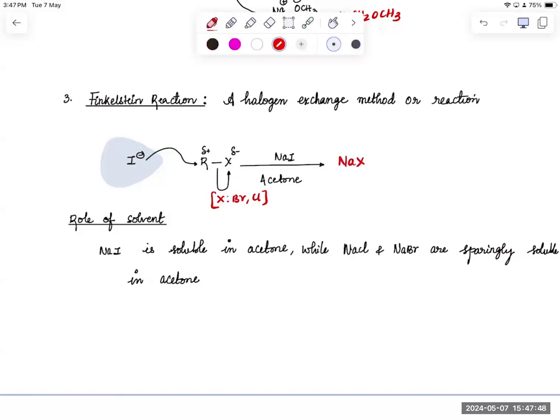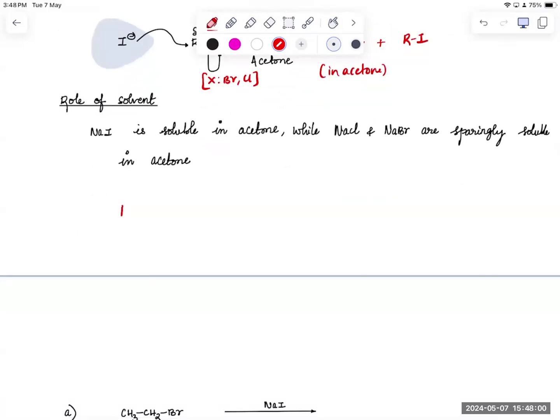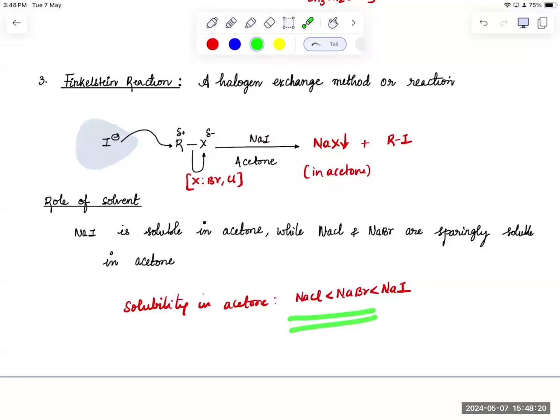Now, because of which, what would happen? NaX will form. And NaX is a precipitate in acetone. And the rest of the product will be alkyl iodide. This is the product you will have. If you check out the solubility of salt in acetone, you will notice that NaCl is less soluble than NaBr than NaI. So the driving force for this reaction is the precipitation. So NaCl and NaBr can get easily precipitated in acetone.